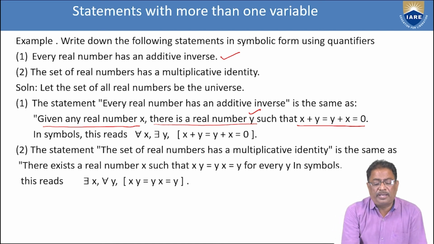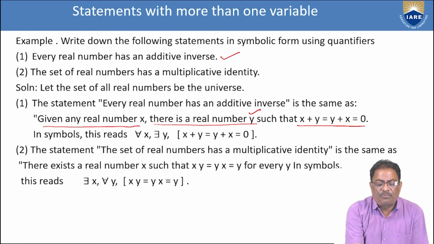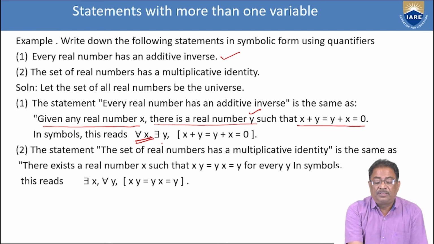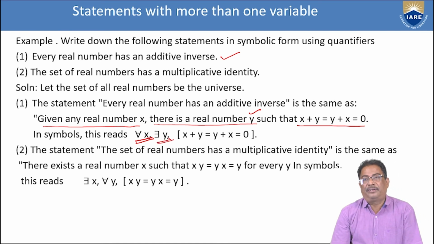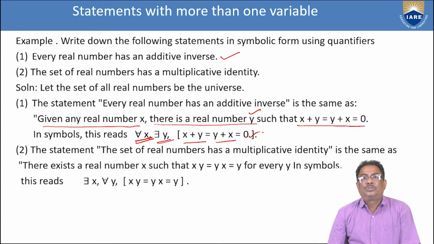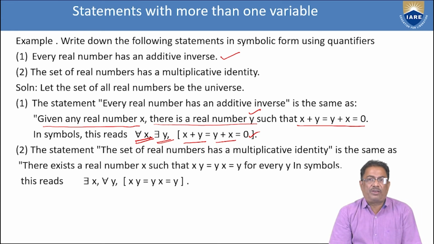So here, for every x, any x I consider, there will be at least one y in such a way that x plus y, y plus x equals 0. So this is the symbolic statement. For every x, there should be some y, at least one y, which satisfies the property that x plus y is equal to y plus x is equal to 0.